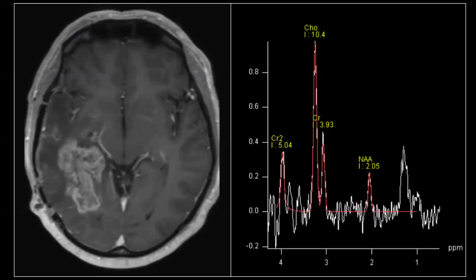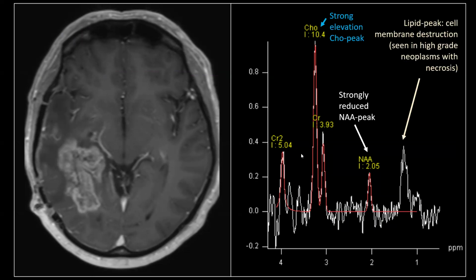Well, yes, we can. This is the spectroscopy profile of the first patient. And what do we see? We see a strong reduction of the NAA peak and a very high elevation of the choline peak, a very aggressive profile. We also see an increase in this lipid peak, which is often seen in lesions causing membrane destruction. As you know, myelin sheaths and cell membranes contain a lot of fat, so that's causing this lipid peak. And it's also seen in high-grade neoplasms that are associated with central necrosis. So everything combined, this looks like a high-grade tumor, and it was.